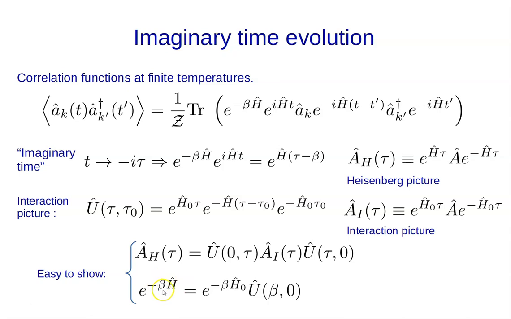Another important point is that now beta is a kind of time, right? So it's a time scale in this formalism. So what would this be? I can time evolve from zero to beta, right? It's like I just put zero here and beta here. So this would be e to the H naught beta, e to the minus H beta. So if I multiply this by e to the minus H naught beta here, I would get e to the minus beta H, which is the density operator.